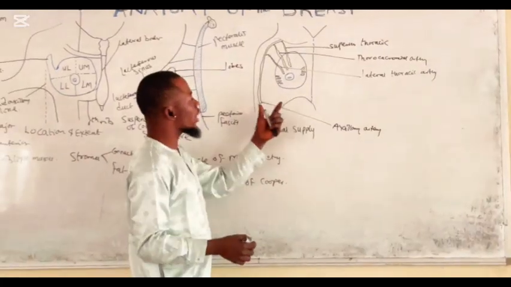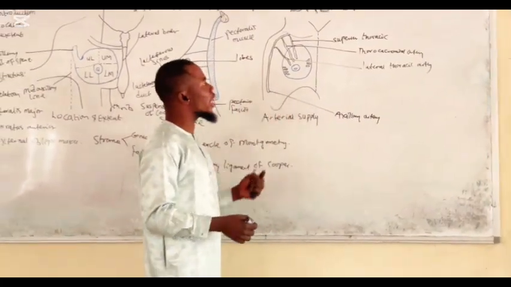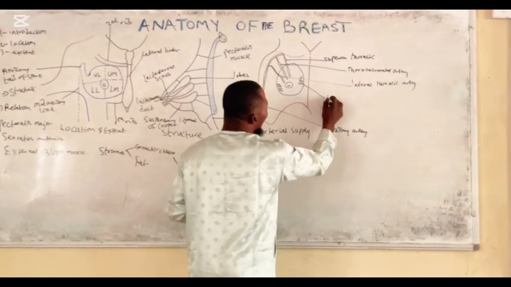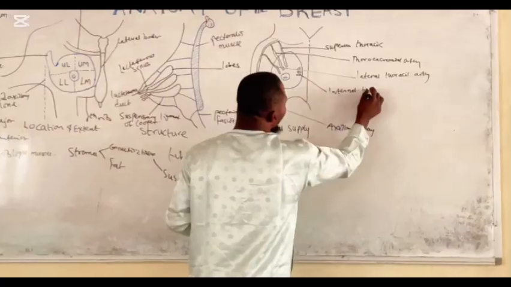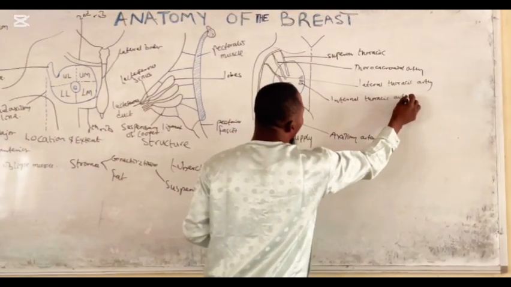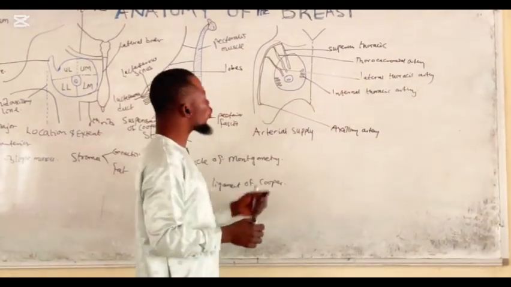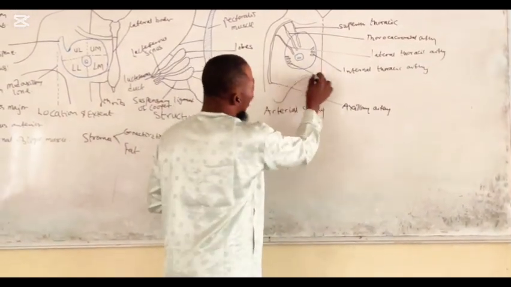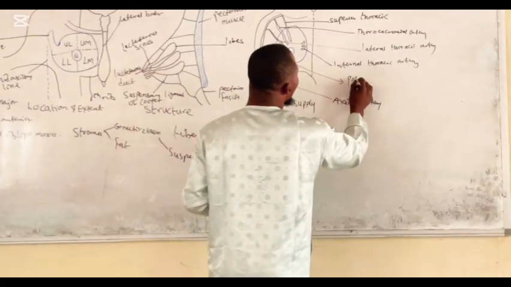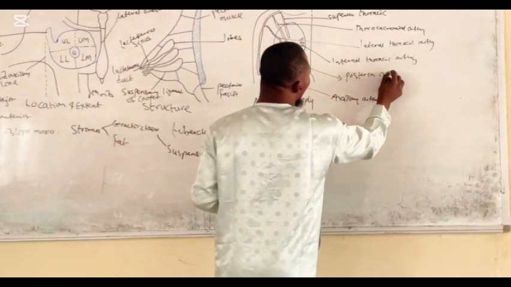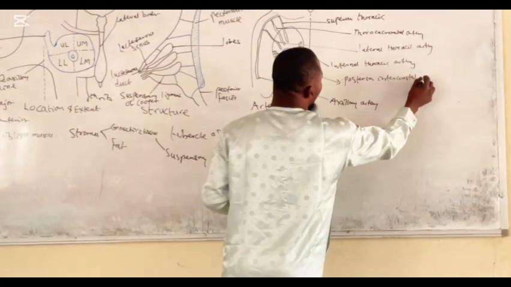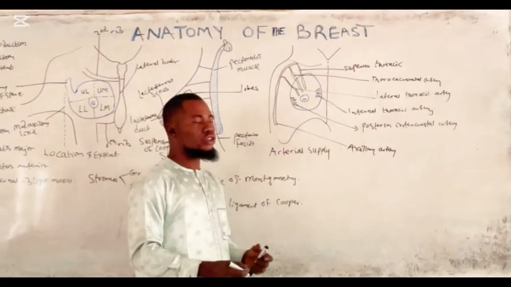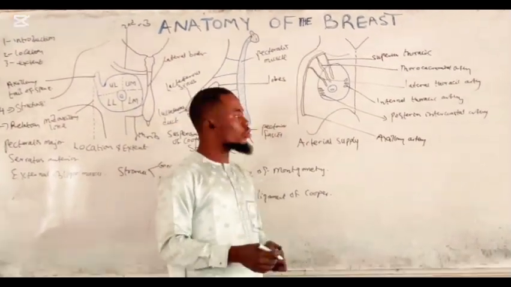Also, we said that the mammary gland is supplied by the internal thoracic artery through its perforating branches. This group of arteries here are the internal thoracic artery. And lastly, the breast is also supplied by the posterior intercostal arteries through their lateral branches. The group of arteries here are the posterior intercostal arteries, which supply the mammary gland through their lateral branches. So this is about the arterial supply to the breast.